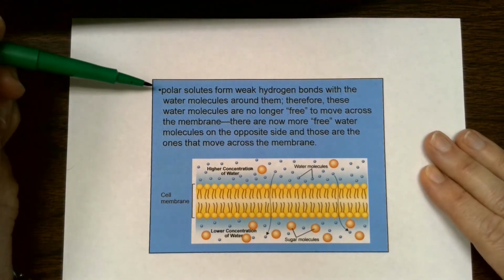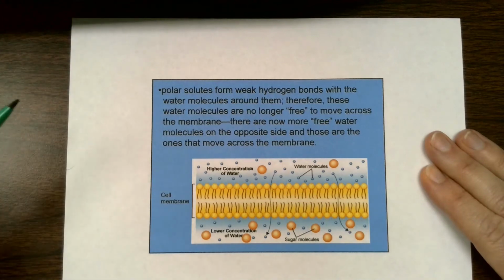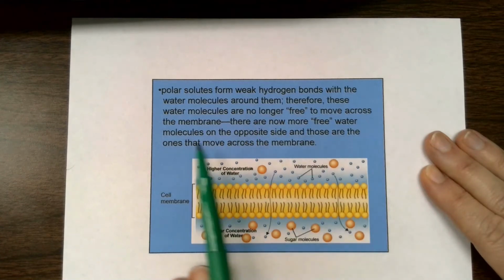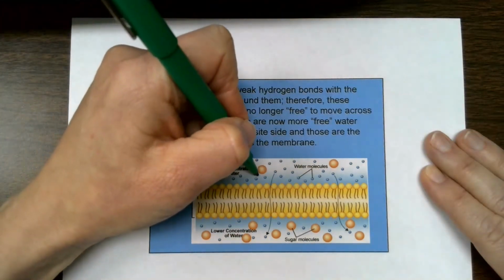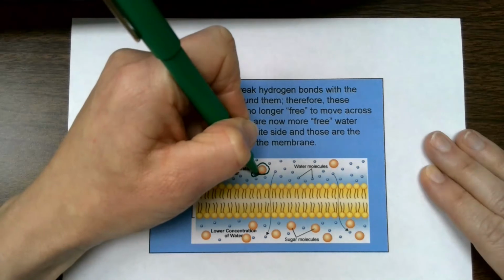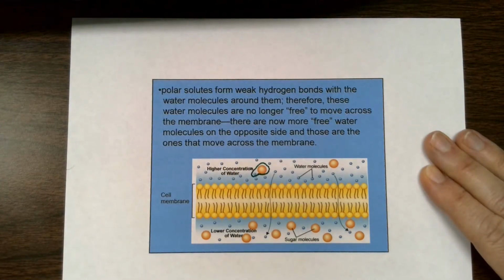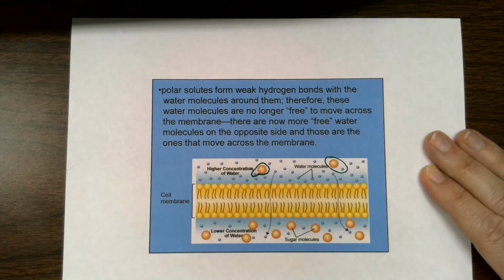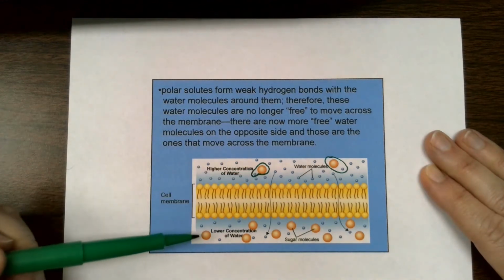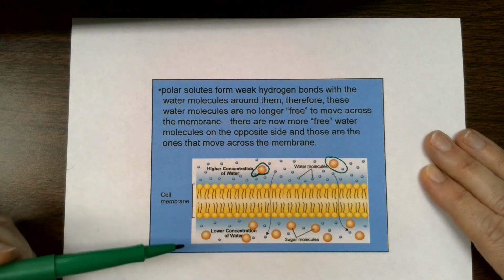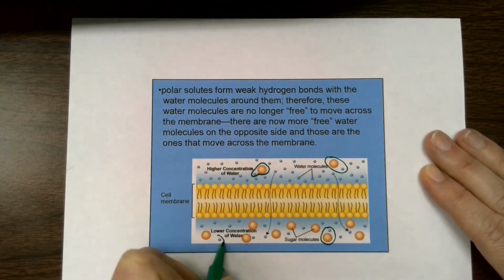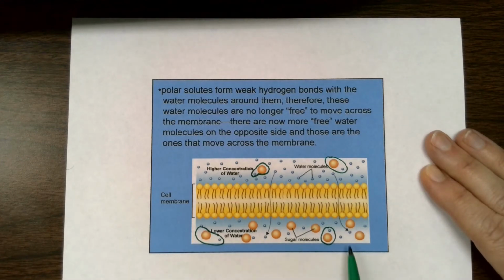When polar solutes are mixed with water, the universal solvent, they form weak bonds with the water molecules around them. Therefore, those water molecules are no longer free to move across the membrane. Let me circle this one here: if this sugar binds to that water, suddenly that water is huge. It's stuck to the sugar and can't get across the membrane, and neither could this one. Anytime you have a solute dissolved in water, every water molecule bound to that solute is no longer free to cross. I'm just circling a couple of these as examples.